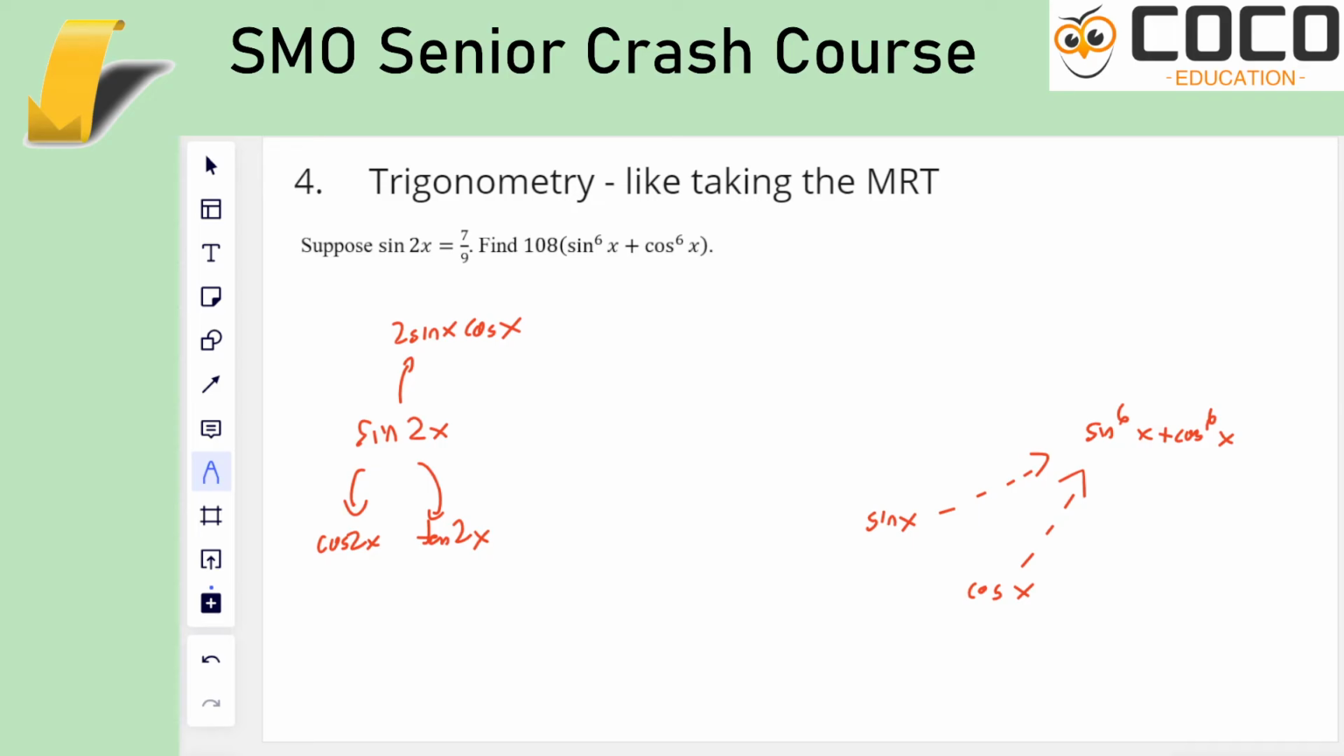Another way is that if I use my identity from algebra, this is a sum of cubes. Right? Sine squared x plus cosine squared x, times sine to the 4x minus sine squared cosine squared plus cosine to the 4x. This is your factorization, in which of course sine squared plus cosine squared is 1. So you can also try to find this.